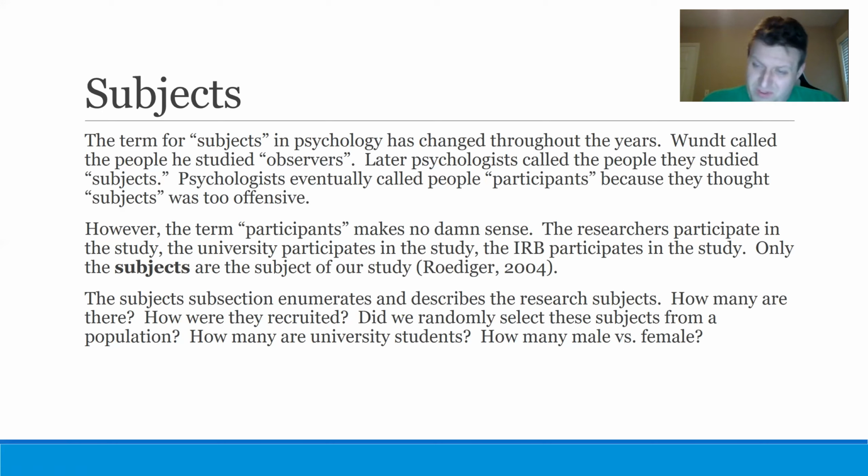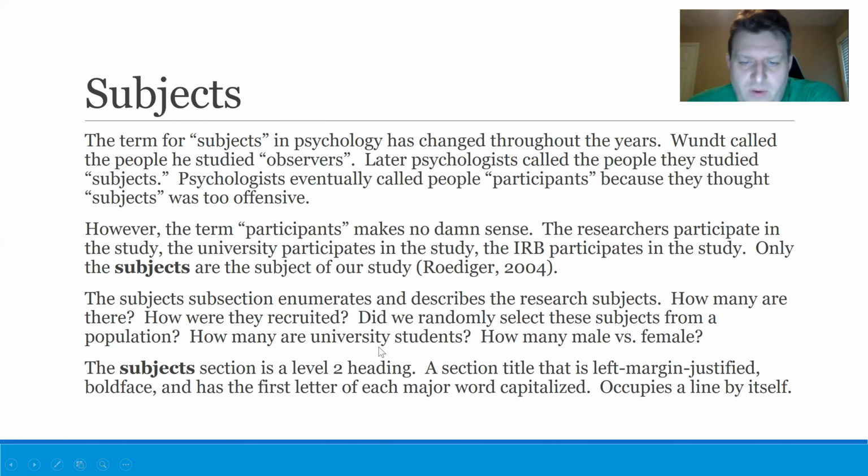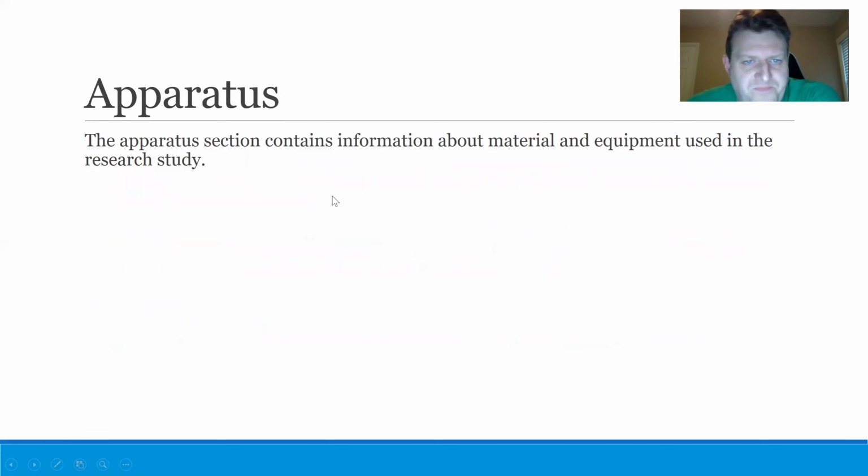Okay, and then any demographic information that is pretty relevant for the subjects. So how old are these subjects? Are they all in university? How many males versus how many females? If the study might deal with sex differences, or that might be something that might impact the study, we might include that. So any demographic characteristics of the sample of subjects that we're studying, we include in the subject section. All right, subjects is a level 2 heading, as I mentioned before.